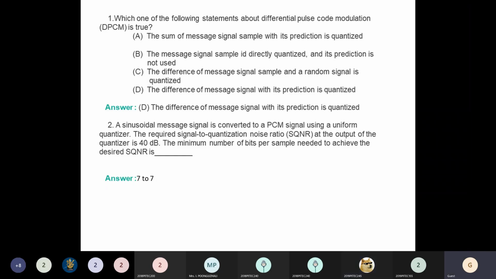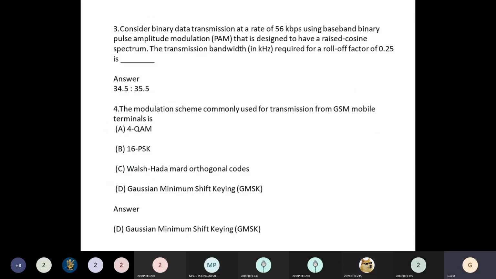What is that SQNR? Signal to quantization noise ratio of PCM. Using that formula, we can find out the answer. That is nothing but 7 to 7. So simply we can use the SQNR formula to find the answer. Then consider the third question.